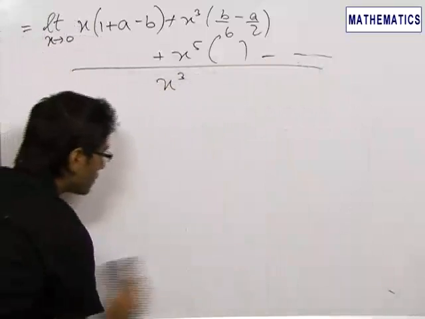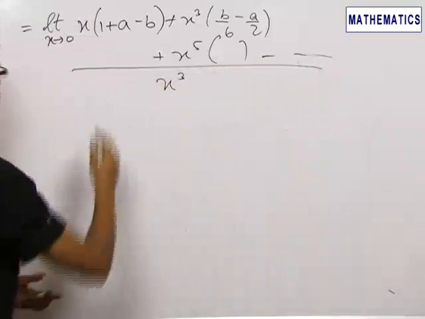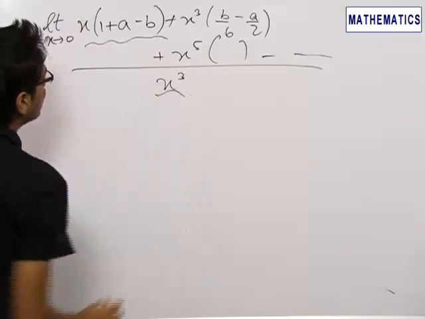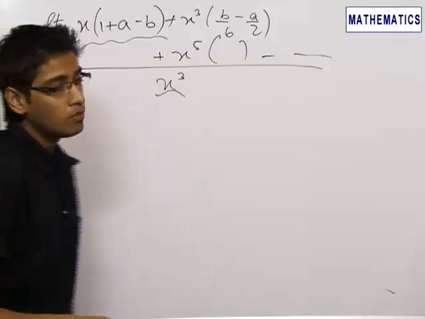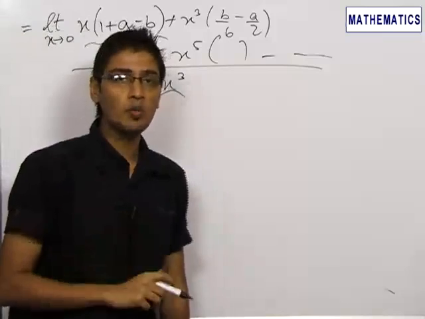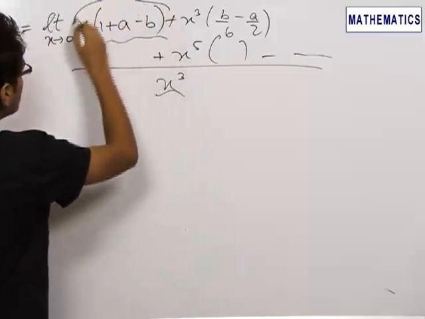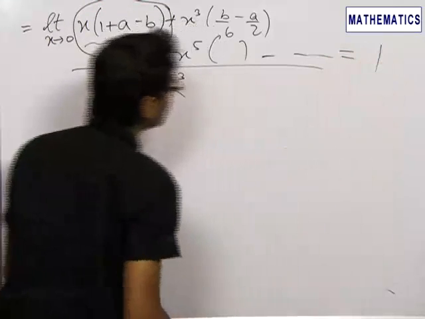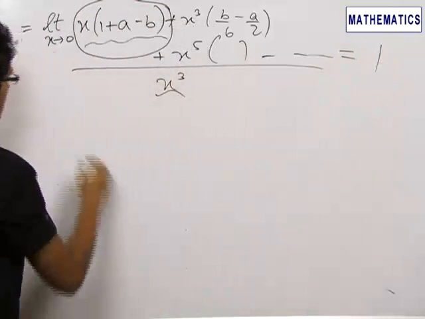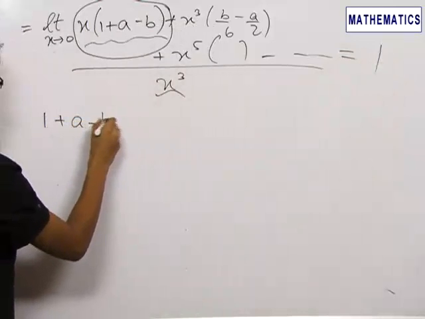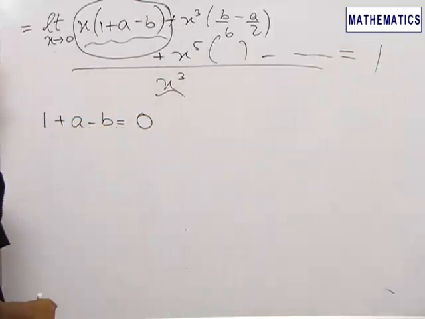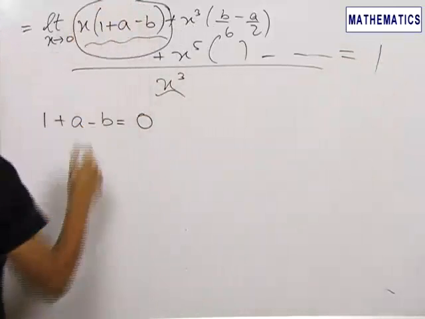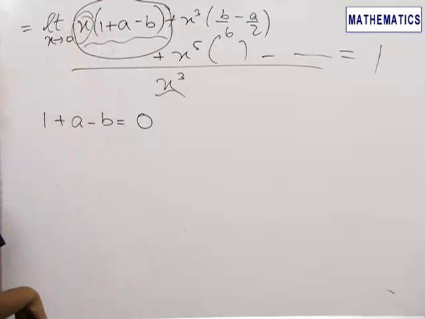Now on dividing the first term by x cube, there will be a problem created because an x will be created in the denominator. So we need this term to vanish in order to get a finite limit which is equal to 1. So 1 plus a minus b should become equal to 0 so that this whole term can vanish and we get rid of this x.